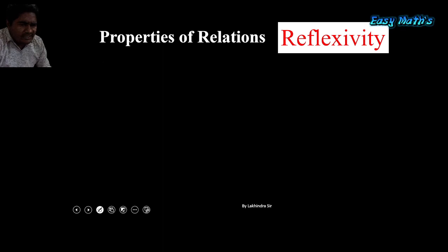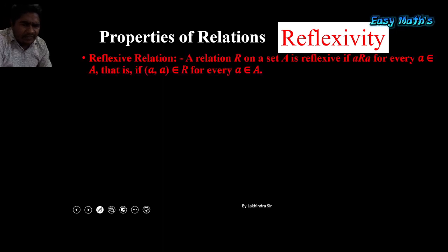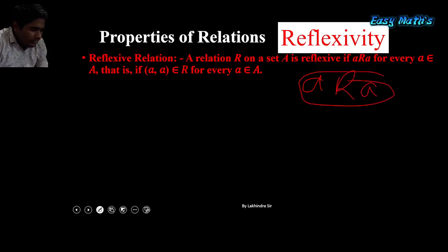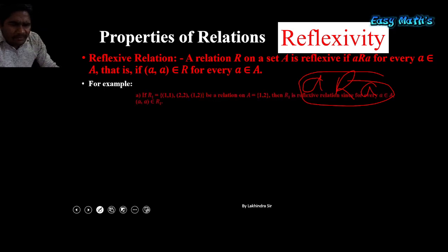Now move forward to the properties of relation. The first one is reflexivity. A relation on set A is reflexive if A is related to A. Here, element A is making a relation with element A, with itself. Then we can say that it is a reflexive relation, or reflexivity.